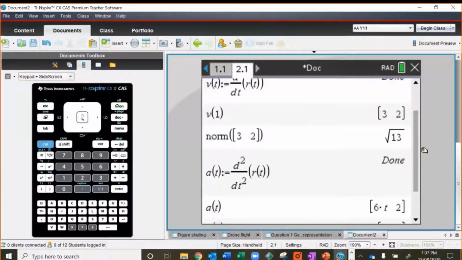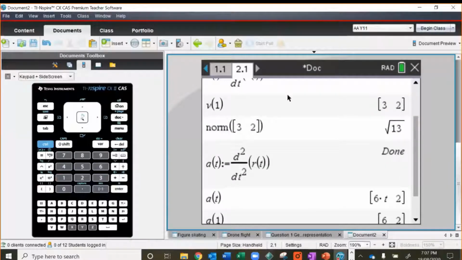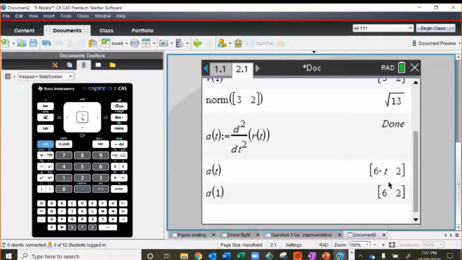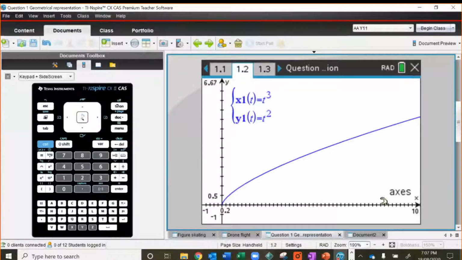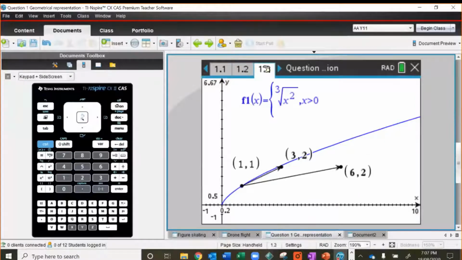So what about illustrating it geometrically? Velocity was 3i plus 2j, acceleration 6i plus 2j. So I have that prepared here. If I just enter the parametric equations, t cubed and t squared, I can see this curve. We've learned how to change to the Cartesian equation, which in this case will be the cube root of t squared. So that's our Cartesian curve.